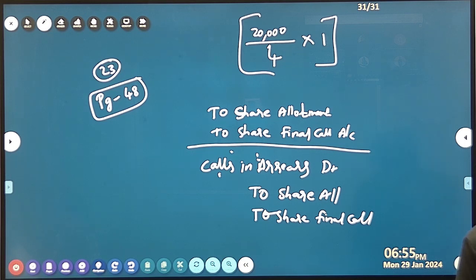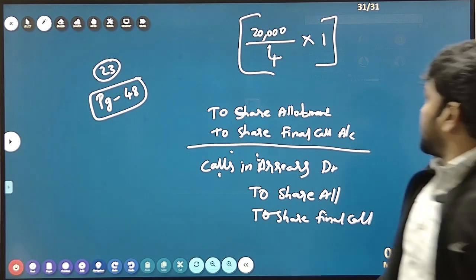Is the right issue being done at discount, par or premium? Premium. How much is the premium amount? 5 rupees. So what is the first entry? See the first entry: bank account debit to equity share application. Nothing was specified here, so they are collecting all the amount in lump sum.